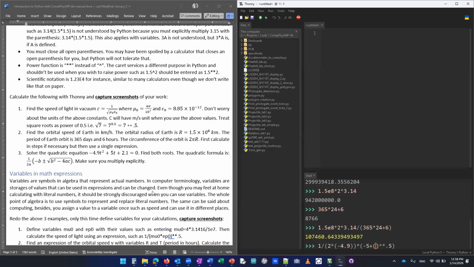So b squared, 5 squared, minus 4ac. That means 4 times a times c, so times negative 4.9, then times 2.1. Okay, so b squared minus 4ac, take the square root of that, and then multiply this by 1 over 2a. Okay, there we go. So that is one root, and we can recall this expression just by pressing the up button.